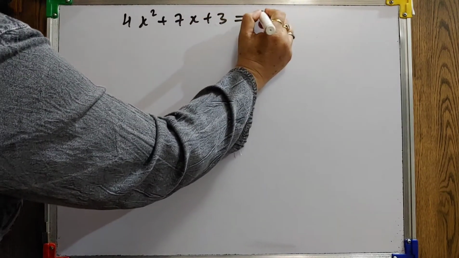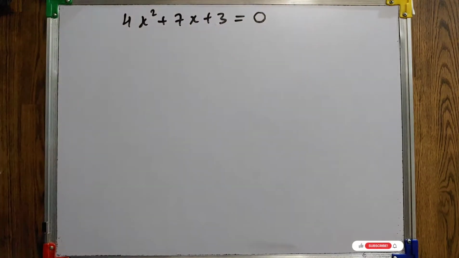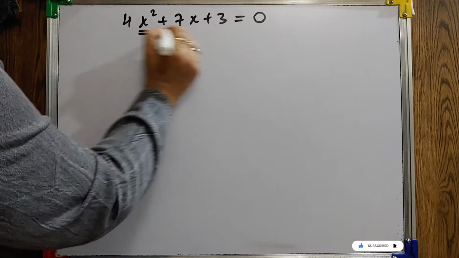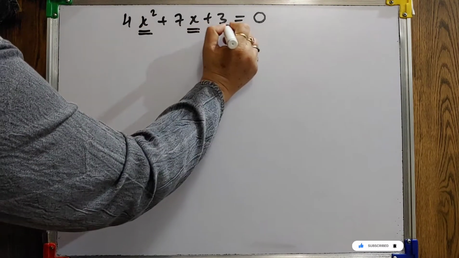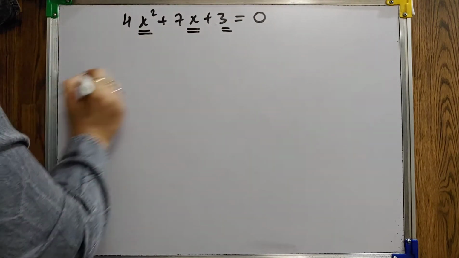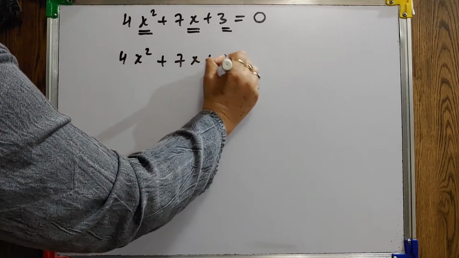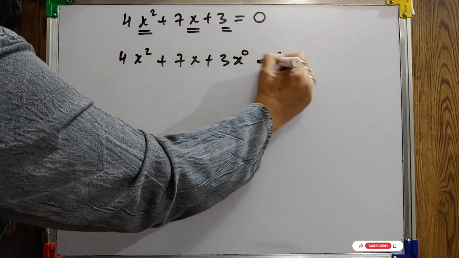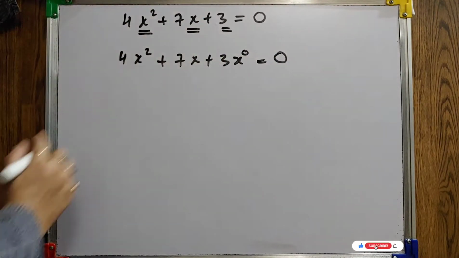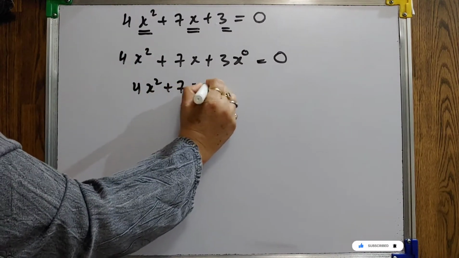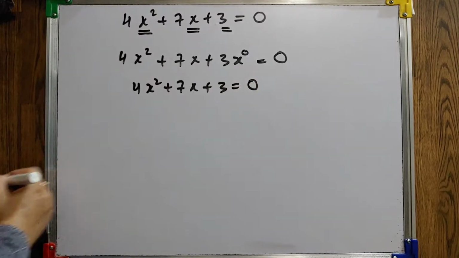Now I am writing one of the polynomial. Now when I make it equal to 0, it is a quadratic equation. Now how I have arranged? First x square term, then x, then without x. So actually it is like this. This term has 0 power. That's why we won't write it. Now you have to keep in this way. It is a standard form.